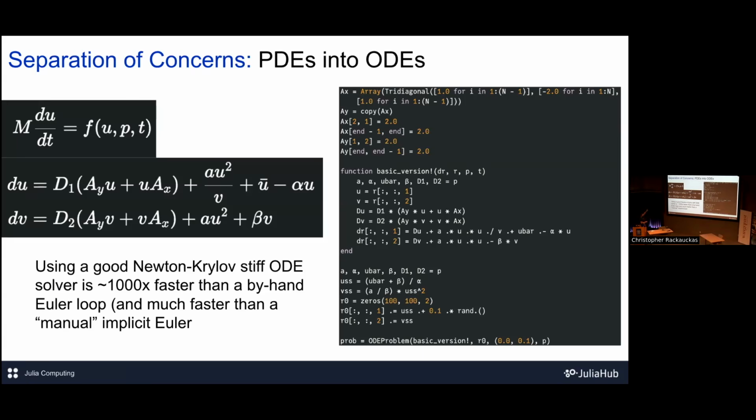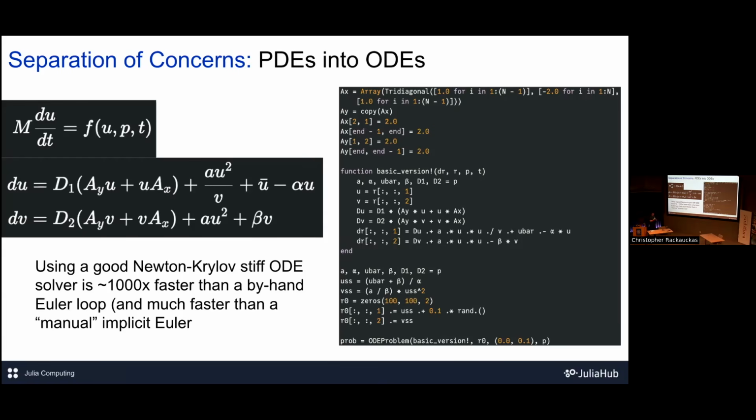You take this system of two partial differential equations, you do a finite difference method on it, and then you'd be able to solve it. And it turns out that when you use something like a Newton-Krylov stiff ODE solver with the BDF method, or whatever you end up choosing, it ends up being about 1,000 times faster than the by-hand loop, and it's also much faster than a manual implicit Euler, right?